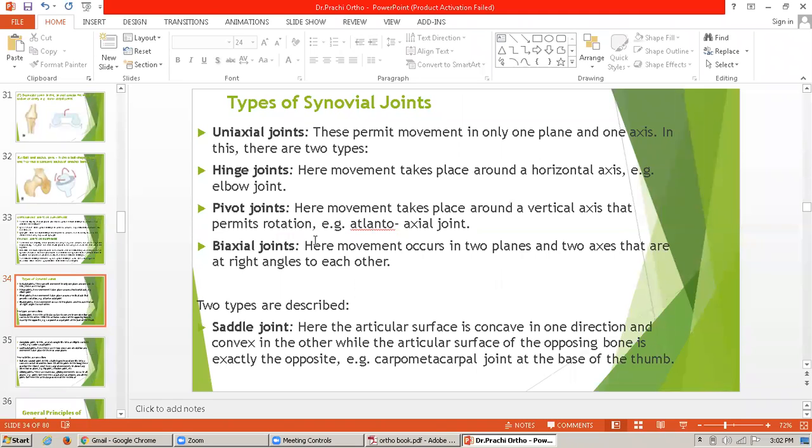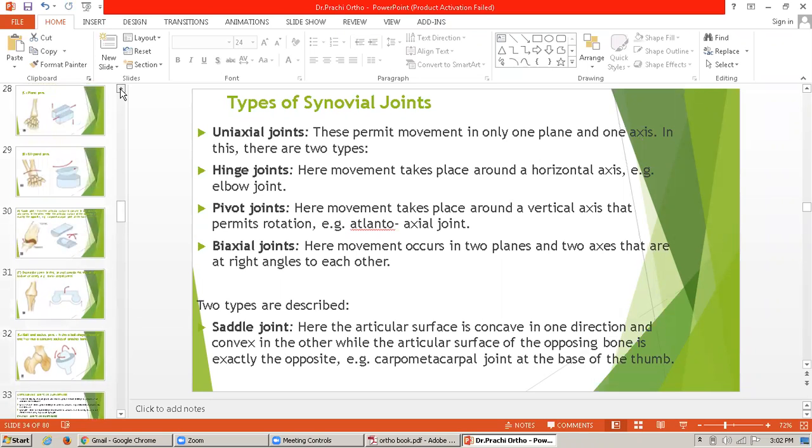Then the types of synovial joint. We will see in the diagram the hinge joint and pivot joint. The first is the uniaxial joint. These permit movement in only one plane and one axis. There are two types. The first is the hinge joint. Here the movement takes place around a horizontal axis, for example the elbow joint.